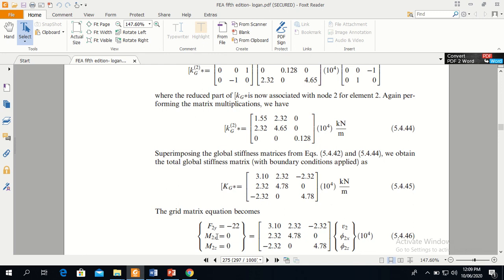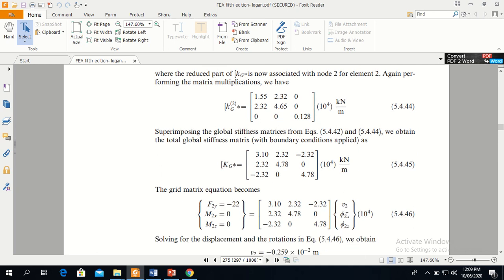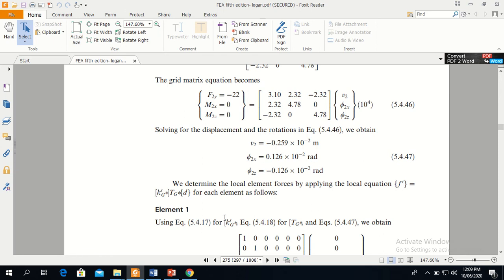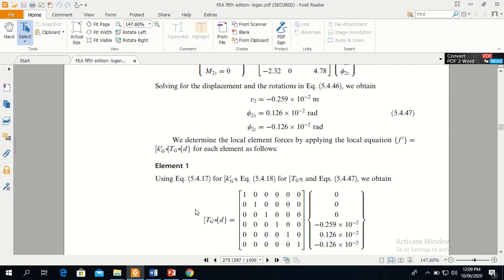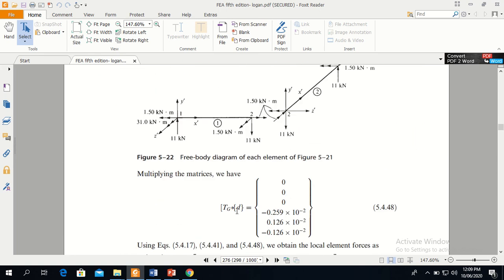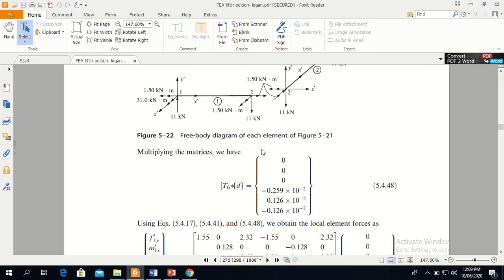Now we'll use the equation F is equal to Kx. This is the force matrix, this is the K matrix, this is the displacement matrix, and we'll find the displacements at node 2. These are the answers. Then we can find the displacements in local coordinates. You can see here the transformation matrix multiplied by the global displacement matrix is equal to the local displacements d dash.